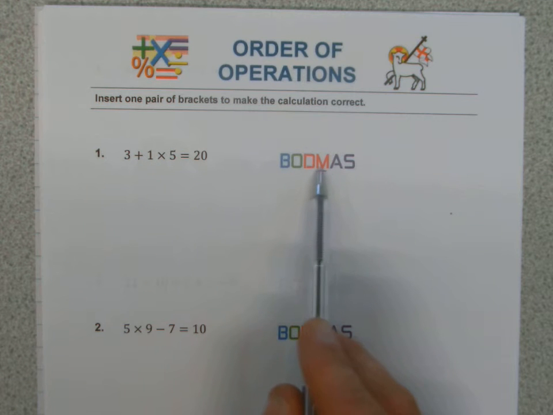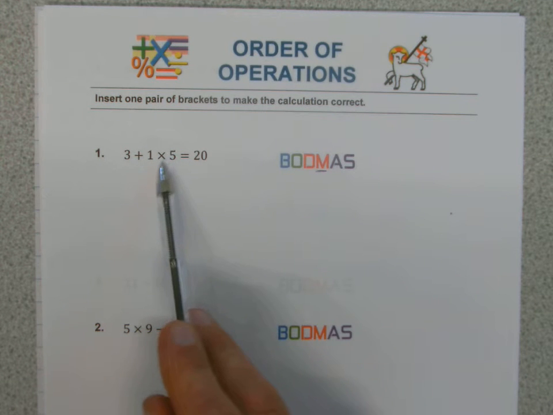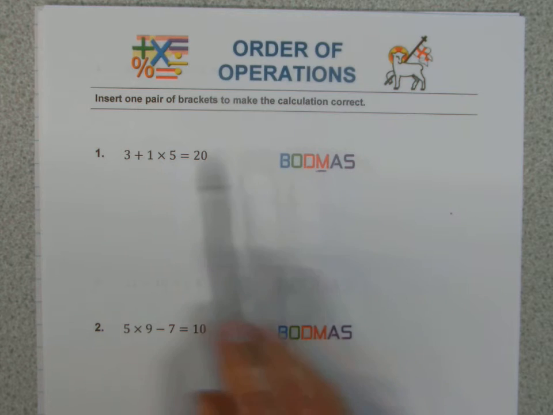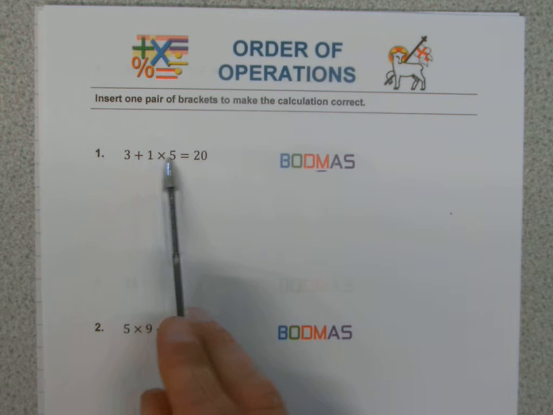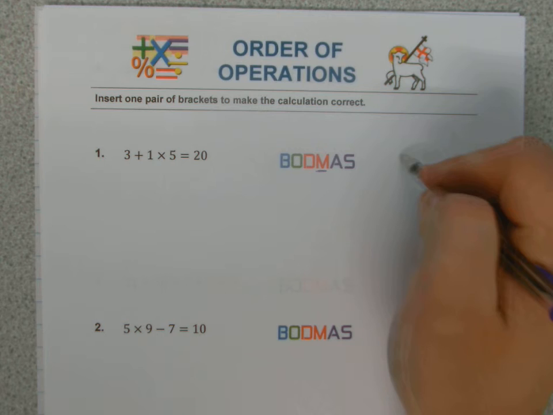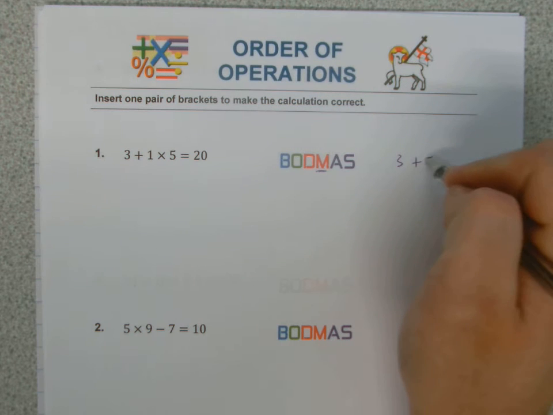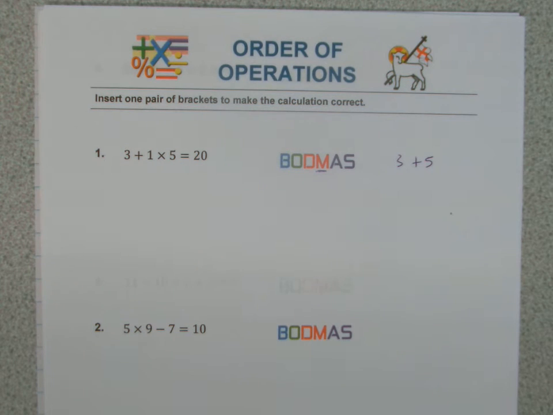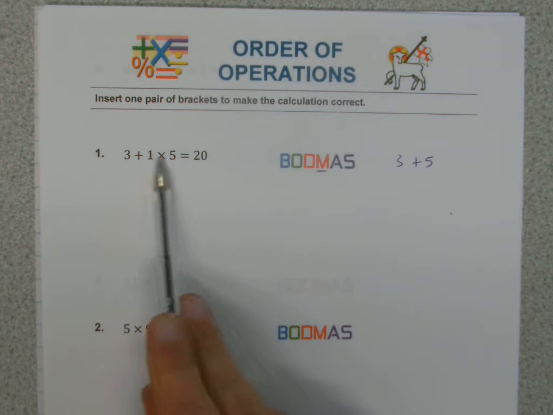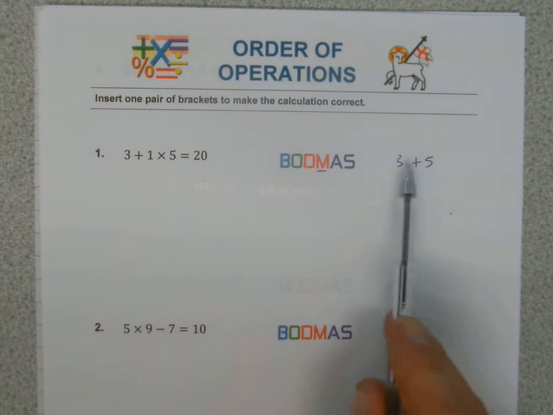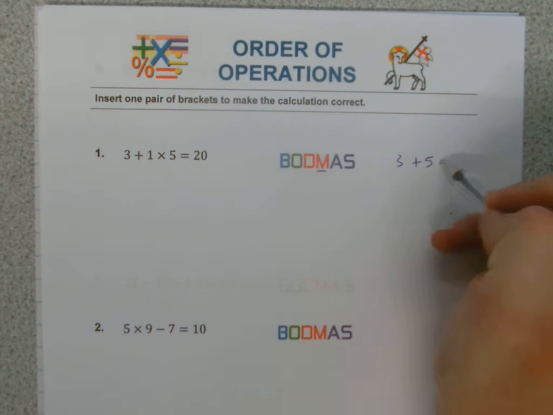And I've underlined M there for multiply. Multiply has priority over add. So when you work this out, you should really work out the multiply first, and you'd then have 3 plus 5, okay? And that then won't give you 20. It'll give you 8, by working out this first to be 5. 3 plus 5 is 8, okay?